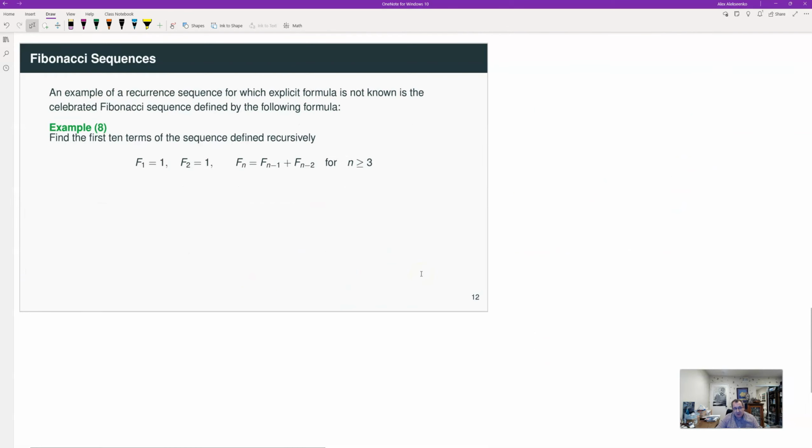One example of such a sequence is the celebrated Fibonacci sequence. The Fibonacci sequence is defined recursively using this relationship. In particular, the first element of the sequence is 1, and the second element is also 1. So F1 equals 1, F2 equals 1. But to compute F3, we need to use the recursive relation.